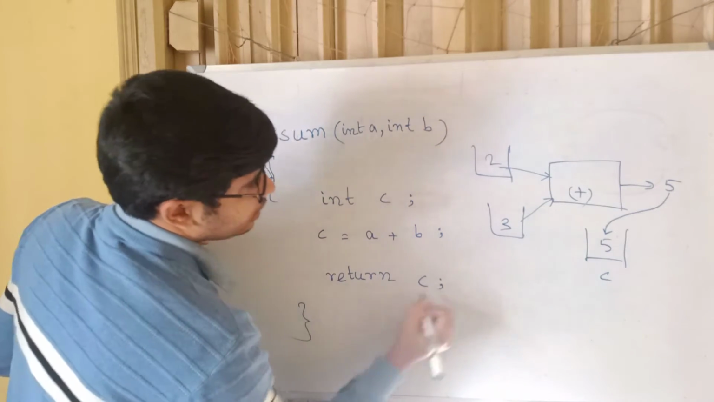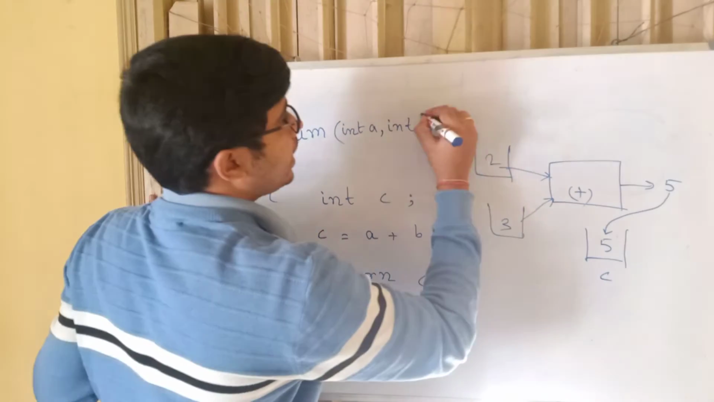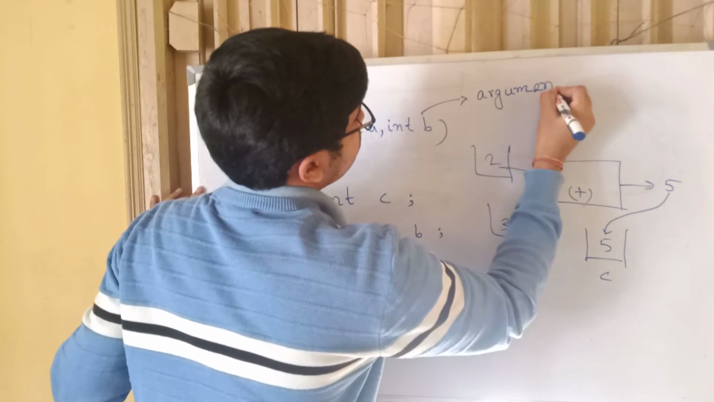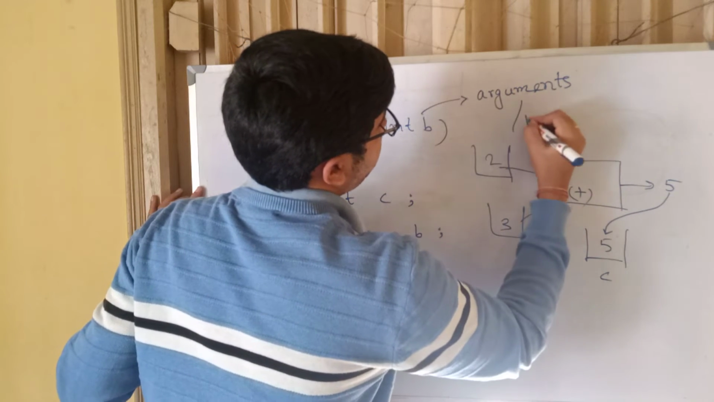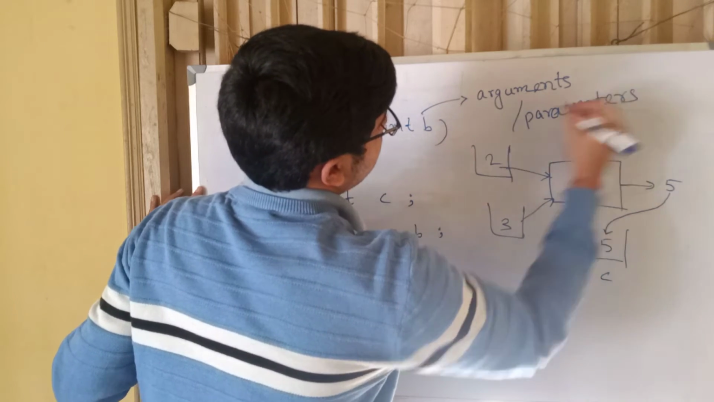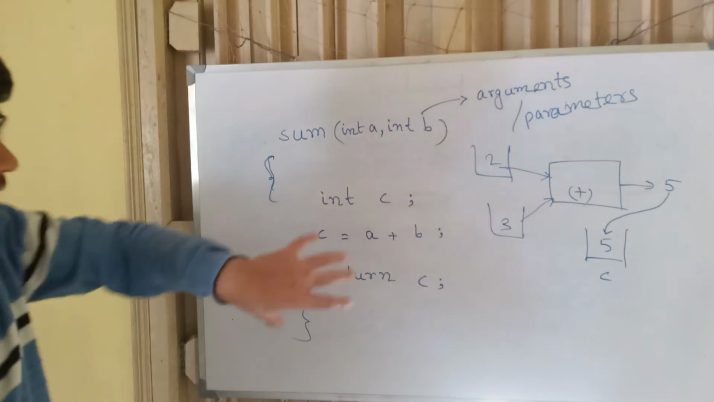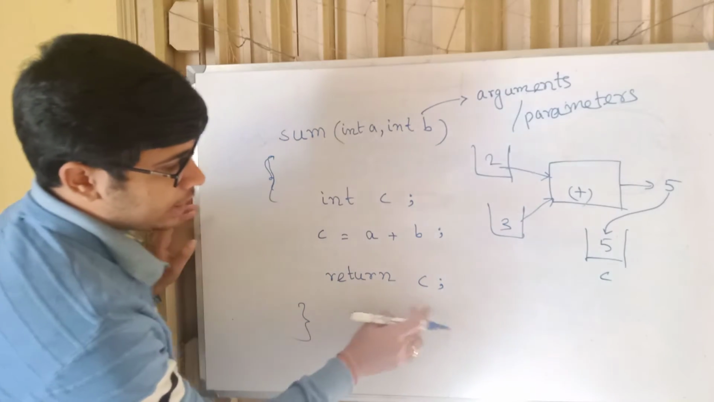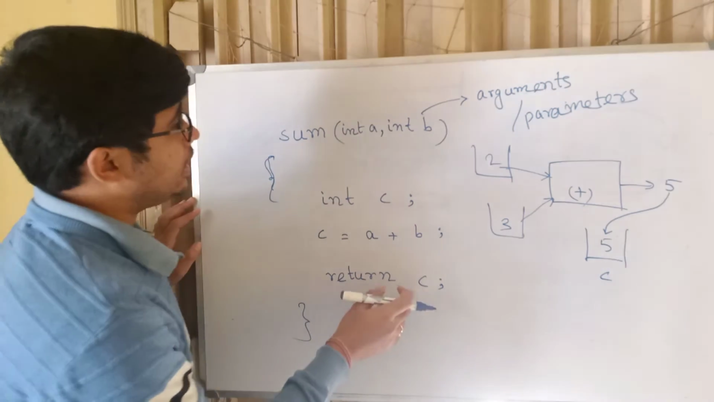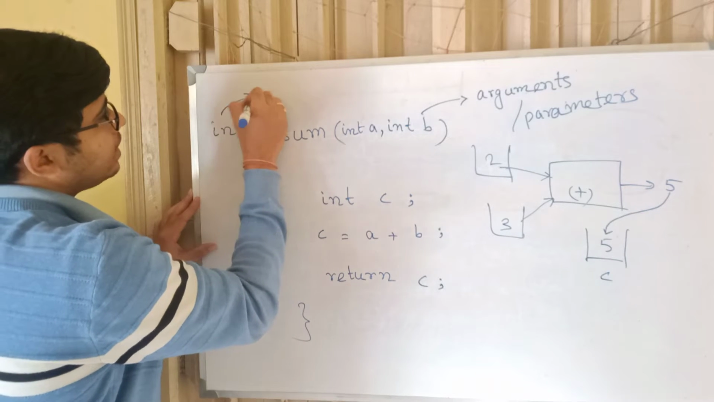This is the function that is taking 2 arguments, these are arguments, or parameters. And it is returning, we are computing the value and returning, that is the return type. What is the type of c, what type of variable? Integer type. So here we have to give the return type.